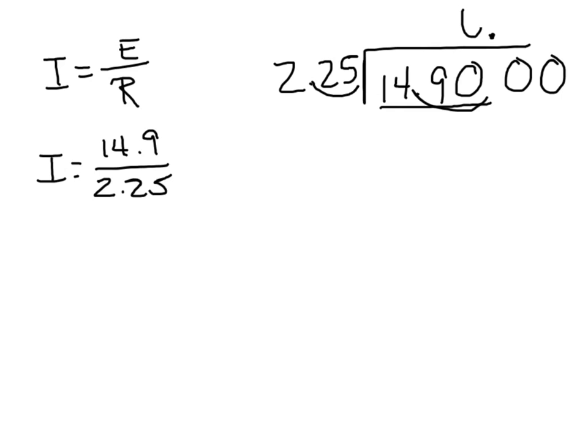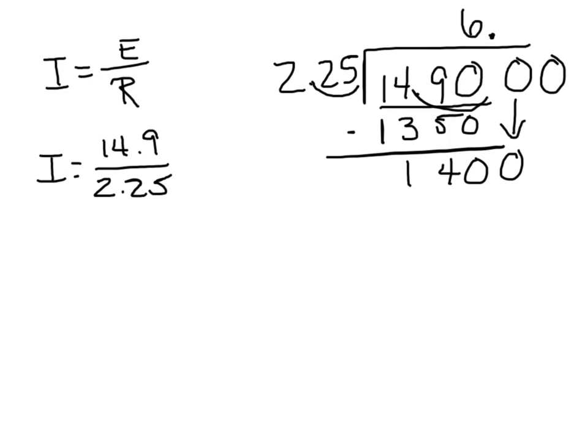And I guessed 6. 6 times 225 is 1,350. Subtract, and then bring down the next digit. And subtract.